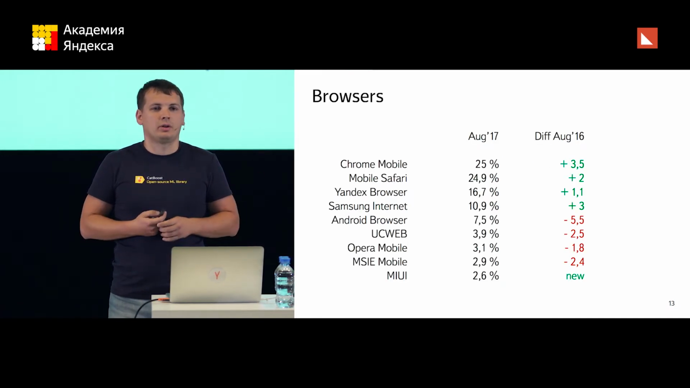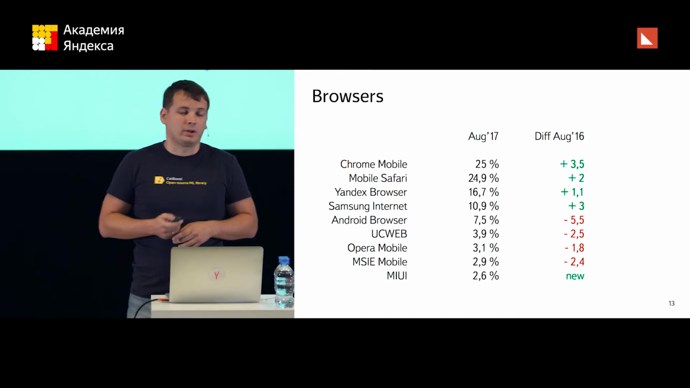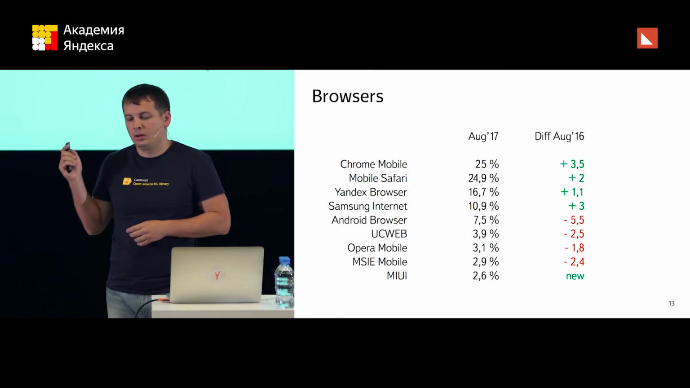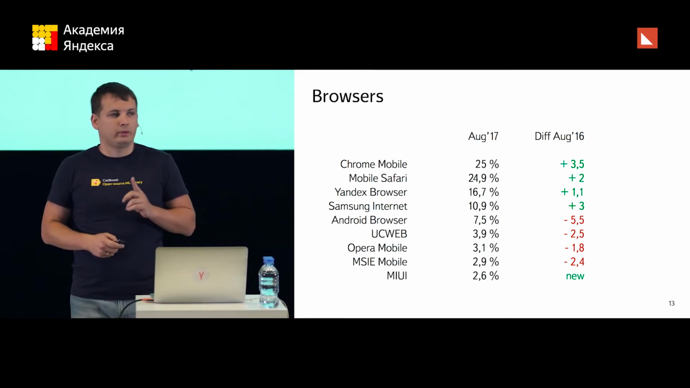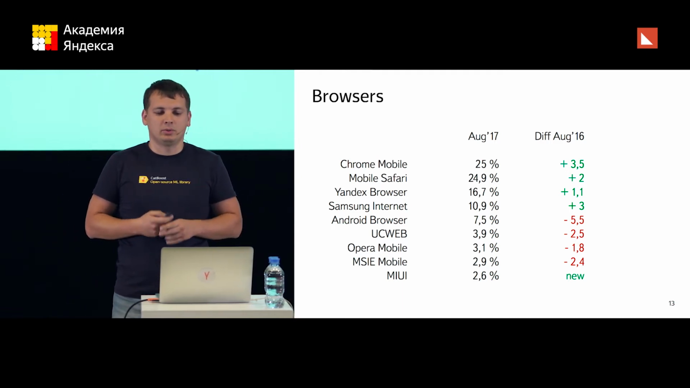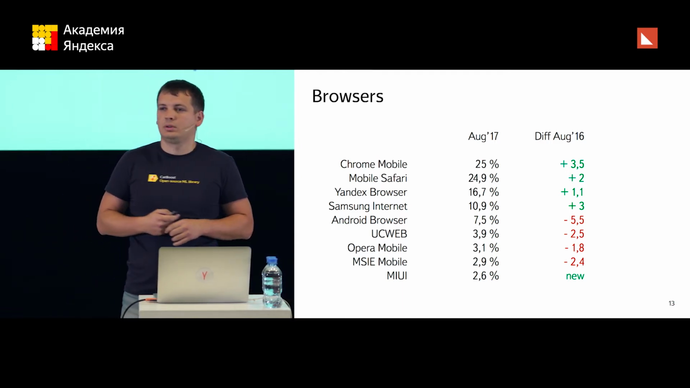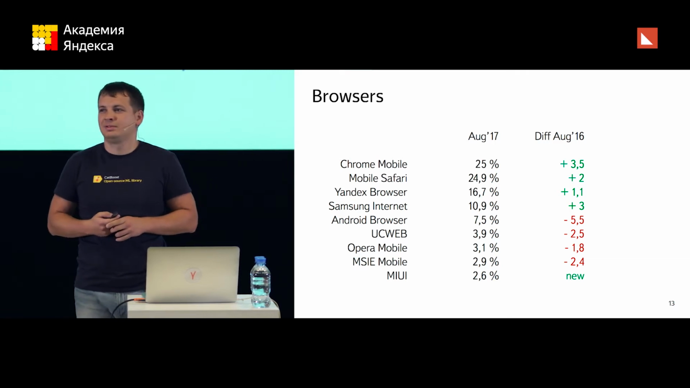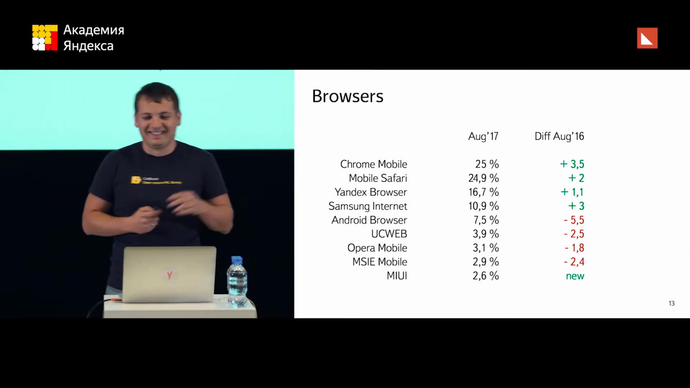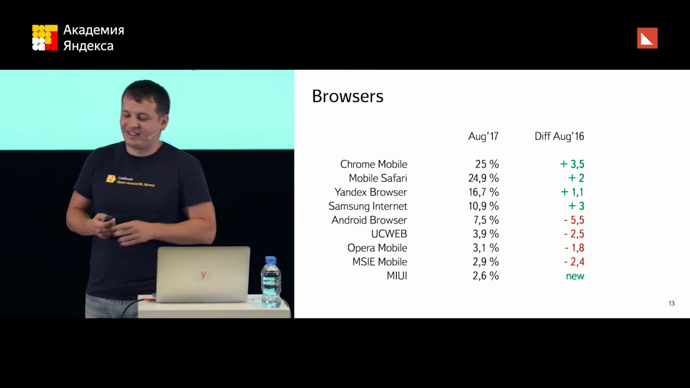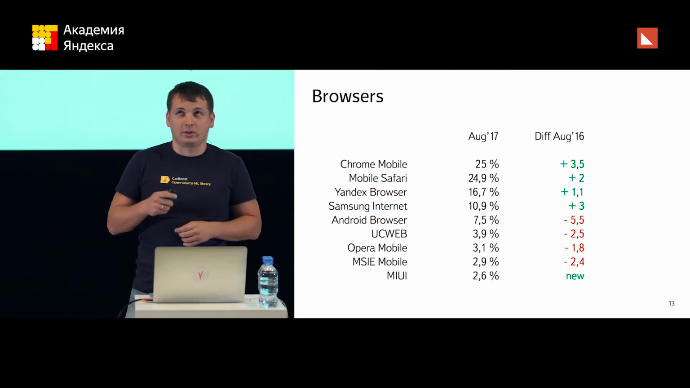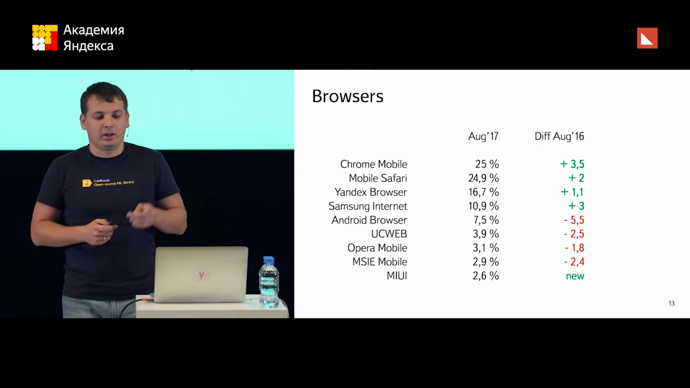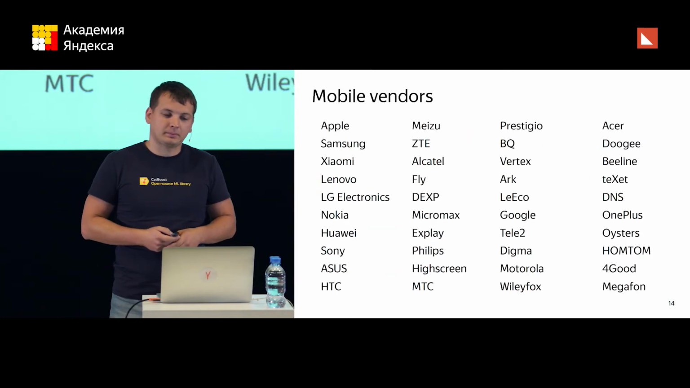Here are the results of the distribution wars in the last year. Popular browsers are growing, old browsers are decreasing, as usual. And we have one beginner, the new MIUI browser. Does anybody know it? Yeah, that's cool. During this year, it has almost risen to UC Mobile, and it's significant.